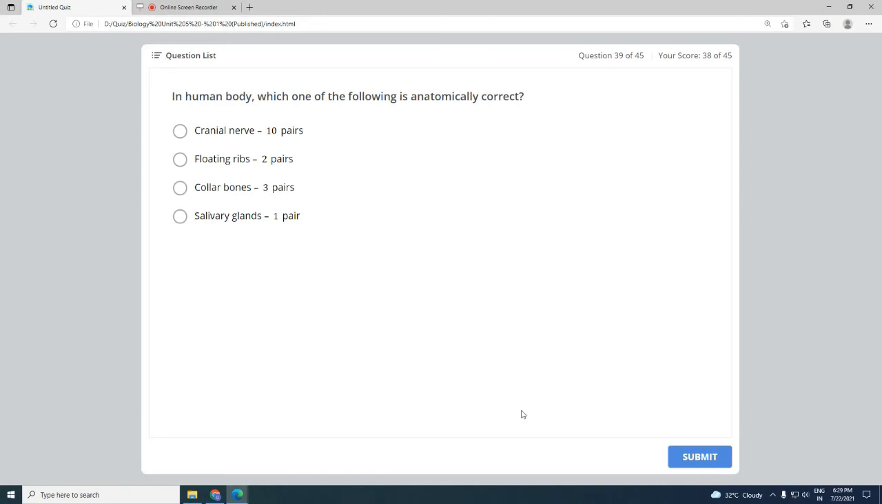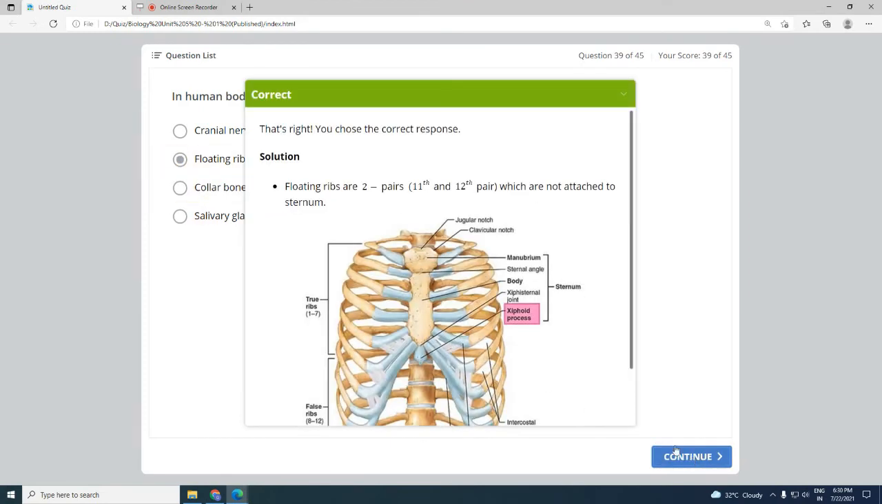In the human body, which one of the following is anatomically correct? Please check it out. Is it cranial nerve of 10 pairs, floating ribs of 2 pairs, or collar bones of 3 pair, or salivary glands of only 1 pair? Which is the right one? Option B, floating ribs, because they have the 2 pair. Look at the diagram.